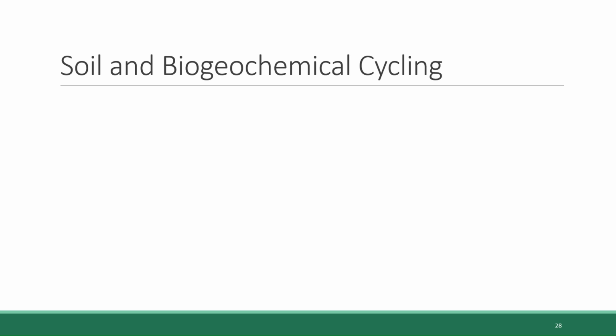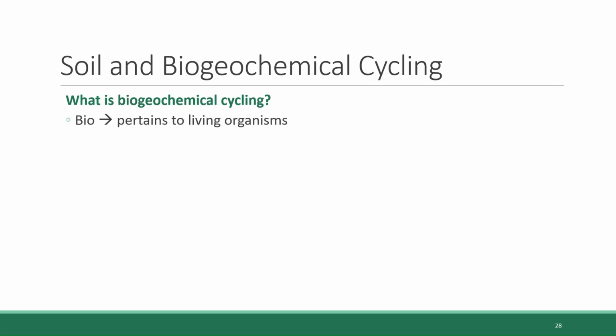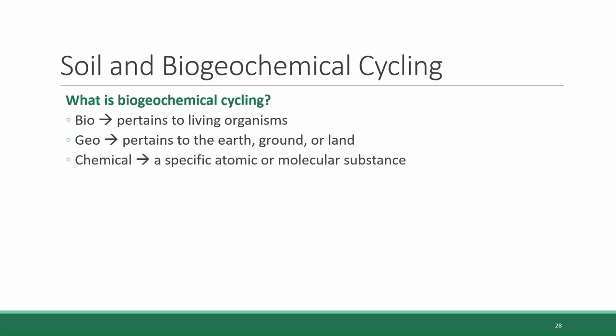In this next section, we are going to explore the role that soil plays in the Earth's processes of biogeochemical cycling. Now, that's a large and complex term. So, what is biogeochemical cycling? Let's break it down. Bio means that these processes pertain to living organisms, while geo means earth, ground, or land. And chemical refers to a specific atomic or molecular substance. So, taken together, biogeochemical cycling refers to the complex flow of matter through both living organisms and the Earth's non-living systems, like the atmosphere and water.